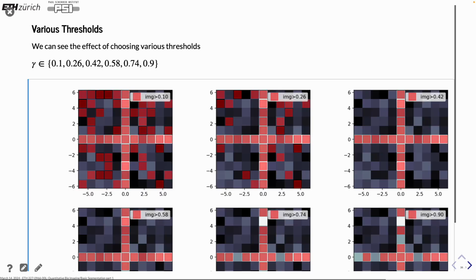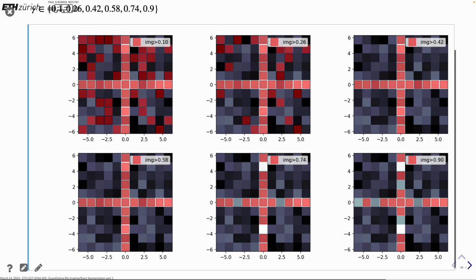And now we can also explore what happens if we change our threshold over a range. So here I have a couple of more or less good threshold values. And looking at those, we can see that for a too low threshold, we certainly get the cross, but we also get a lot of pixels out in the background, which we don't want.